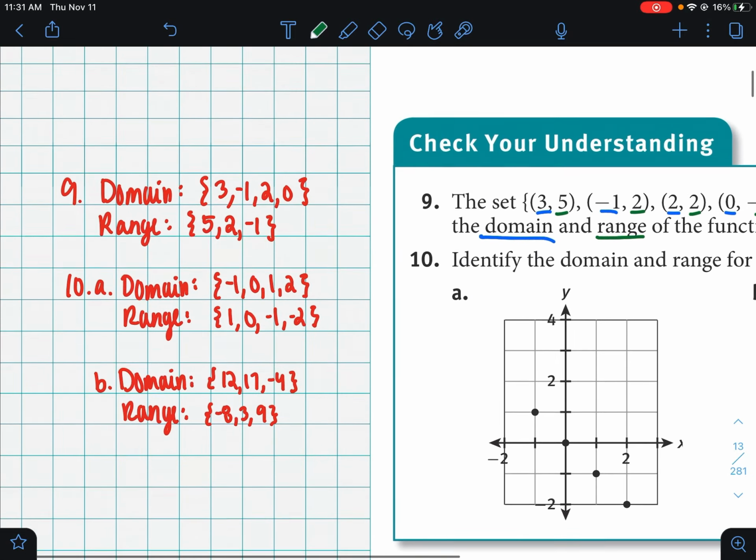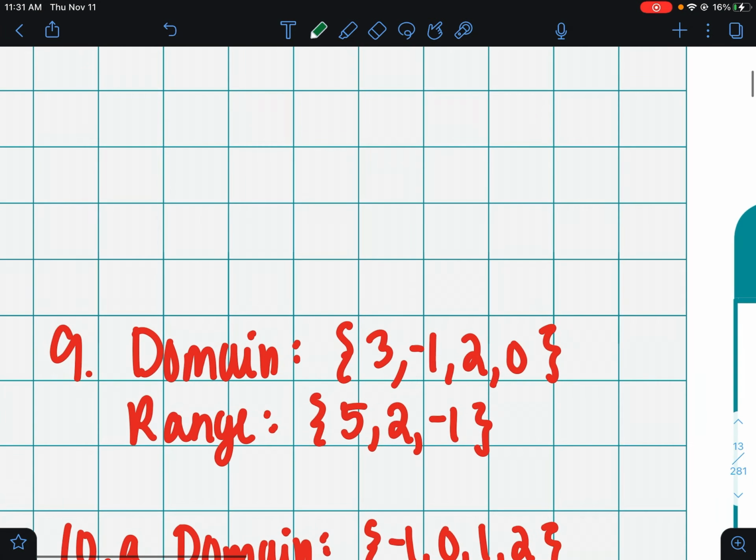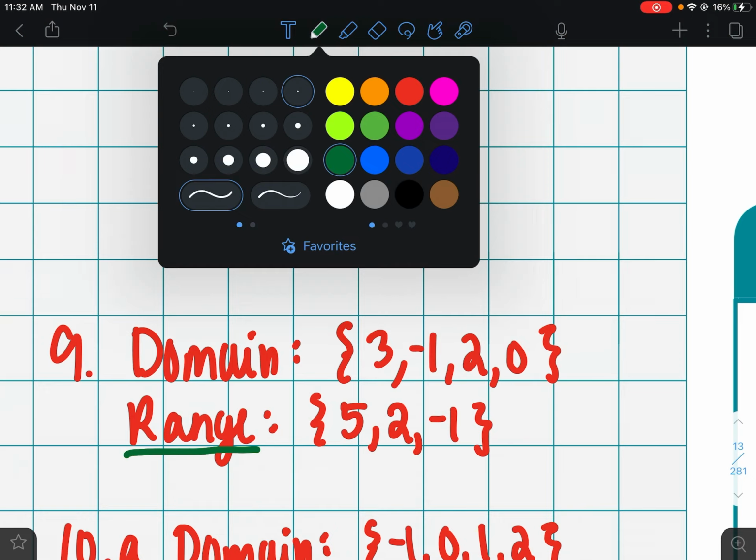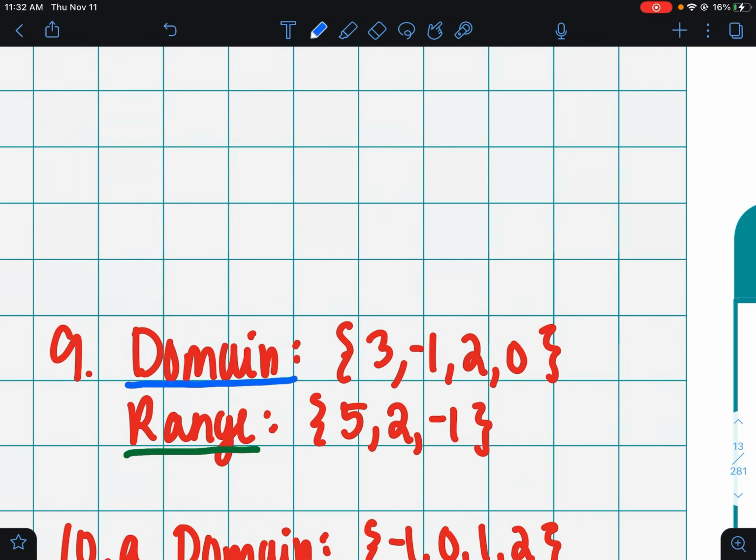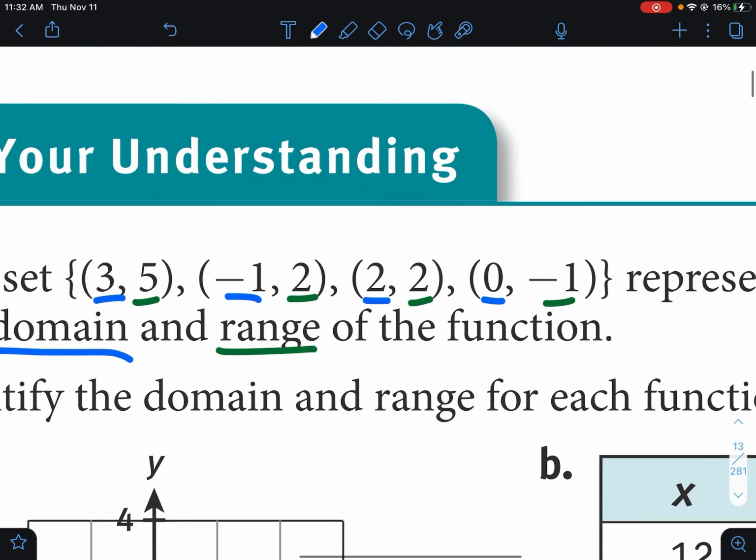So we would write that like this. Your domain is your x values, or your set of x values, and your range are your y values. So I have 3, negative 1, 2, and 0 as my domain, and my range is the set of 5, 2, and negative 1.